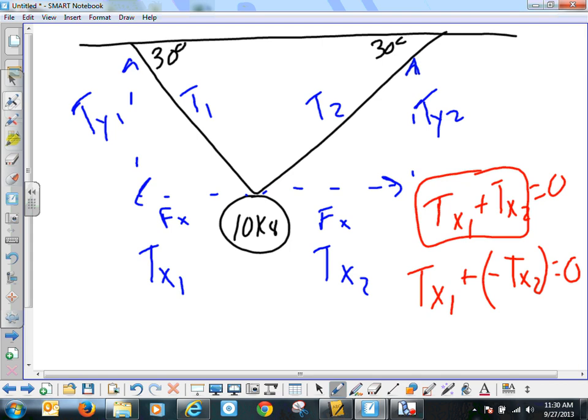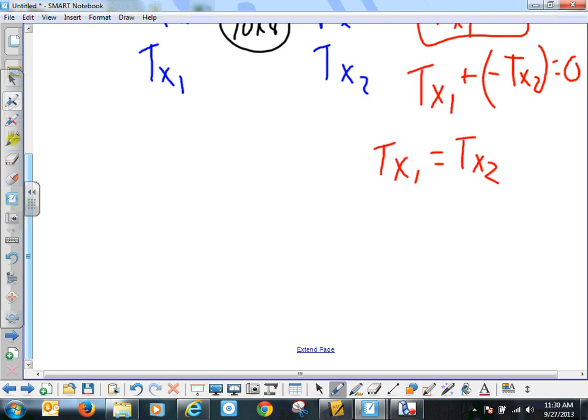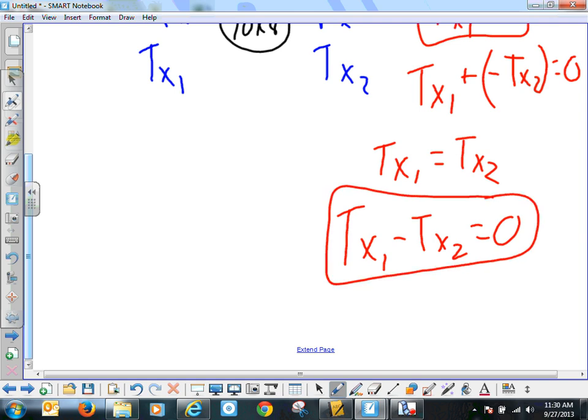So here's where it gets kind of confusing. Tx1 then equals Tx2. And algebraically, when you put these both on the same side, you can see that Tx1 minus Tx2 equals 0. So that is where all this is always coming from. I don't always show these steps, but this is something that you actually have to understand. Do you have any questions?